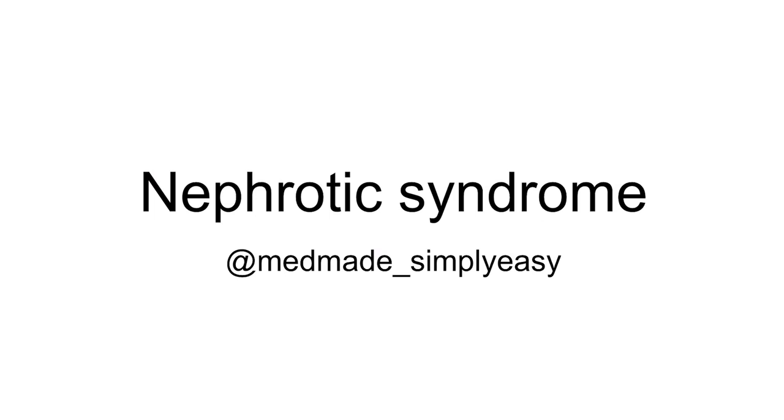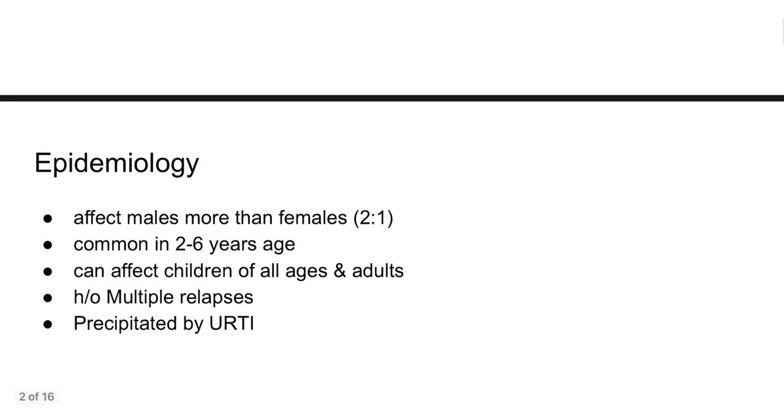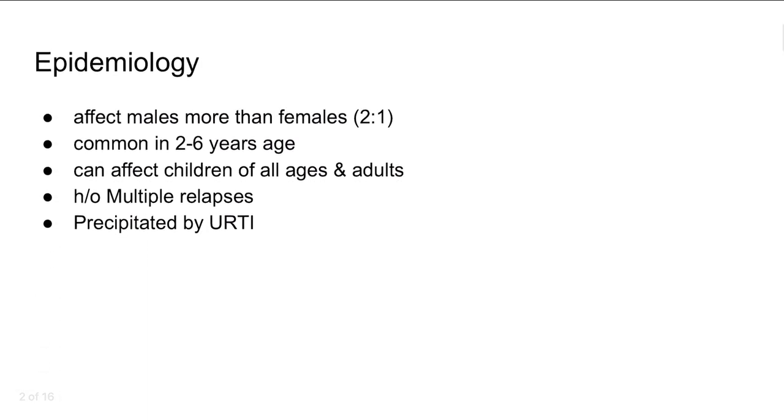In this video, we're going to see about nephrotic syndrome. Epidemiology. It affects males more than females in the ratio 2:1. It is common in the age group 2 to 6 years, although it can affect children of all ages and also adults. Usually there is a history of multiple relapses, and it is precipitated by upper respiratory tract infections.